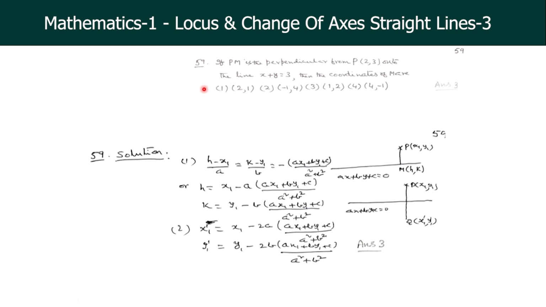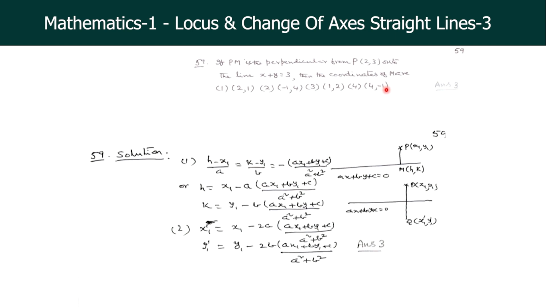So, this is a problem on, see here, the next 2 or 3 problems, and lastly you will also get problems on the foot of the perpendicular drawn from a point onto a line and the image of a point in a given line. Here the problem is: if PM is the perpendicular from P(3, 1) onto the line x + y = 3, then the coordinates of M are: 1) (1/2, 1/2), 2) (-1, 4), 3) (1/2, 4), 4) (4, -1).